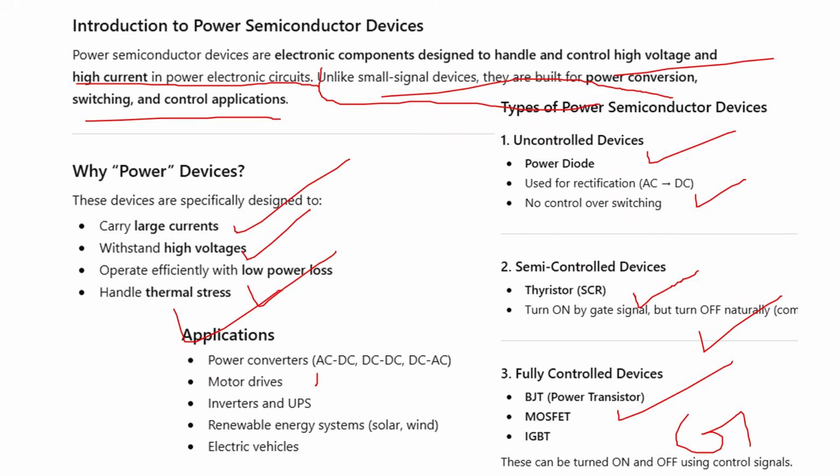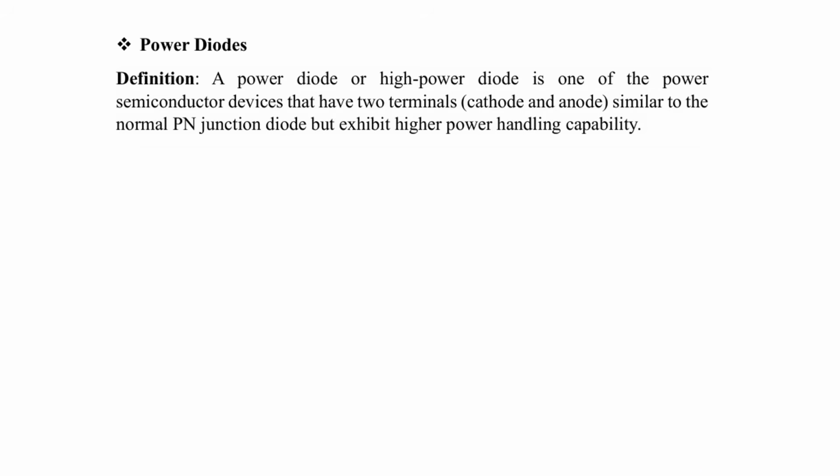Applications include AC-DC conversion, DC to DC or DC to AC, motor drives, inverters, UPS, so multiple applications. We have already gone through that. Okay, so now we look at the individual ones. Power diode. We already got the introduction.